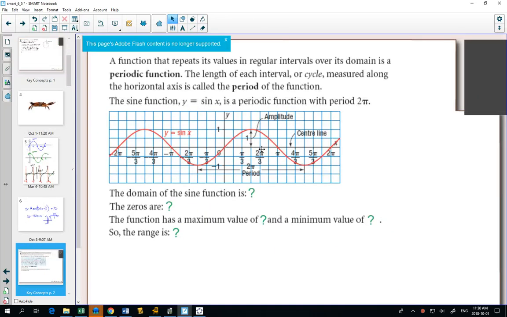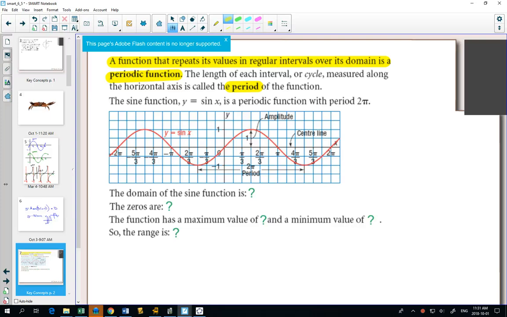All right. So a little bit of highlighting now. So we take out our highlighter, and we can highlight some important definitions. First of all, something that repeats itself is called a periodic function. The length it takes for it to repeat is called the period of the function.